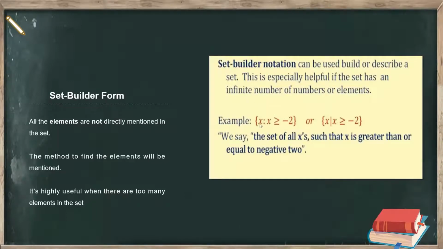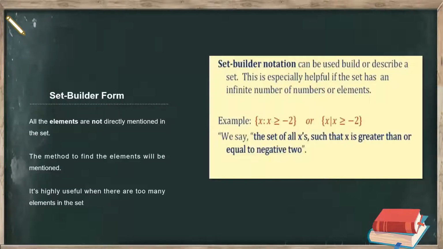Now why is this writing used? This looks a bit weird, right? Why is this writing used? Because it is highly useful when there are too many elements in the set. When there are only 5 or 6 elements, you don't have to use set builder form. But look at this case where x is greater than or equal to -2. If you write it in roster form, it will never end. So we cannot keep on writing it. Well, you can, but it is not feasible. So we write it in this form, and that is why it is called set builder form. From this form, we can build a set.